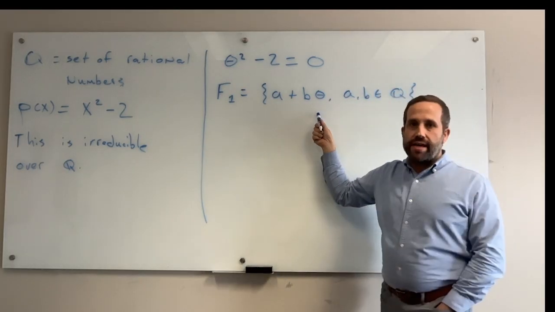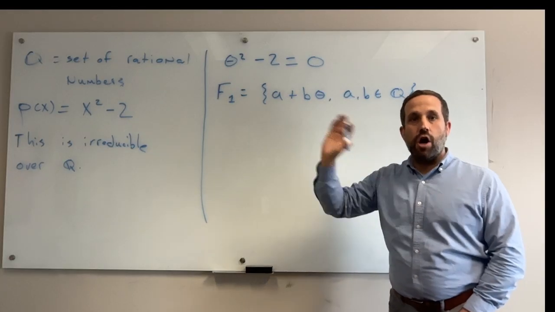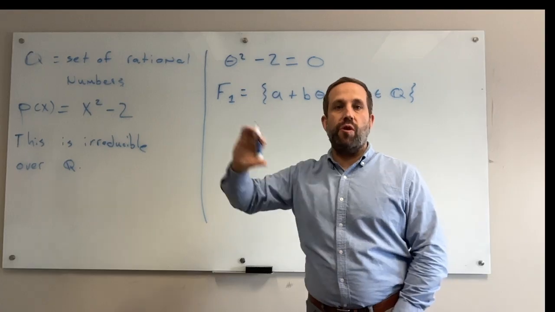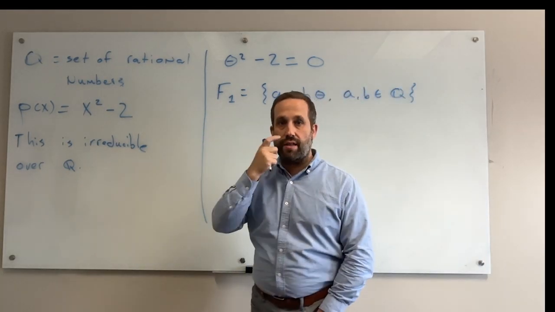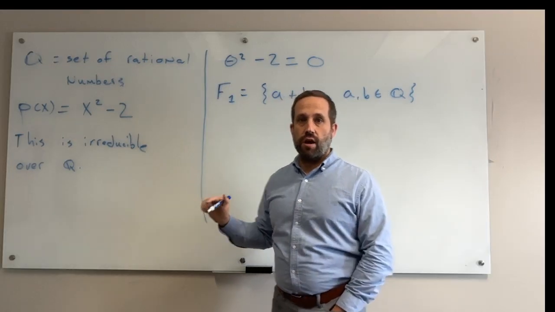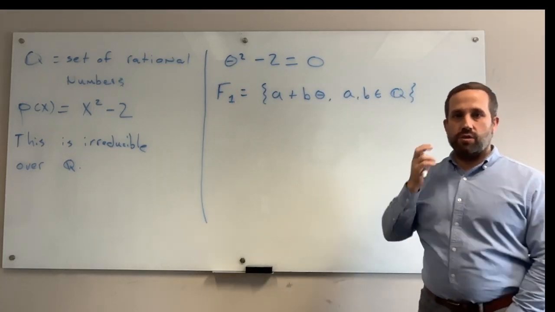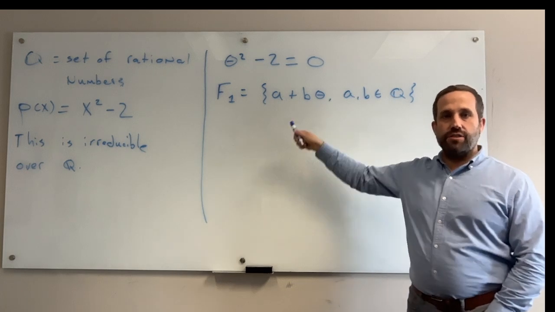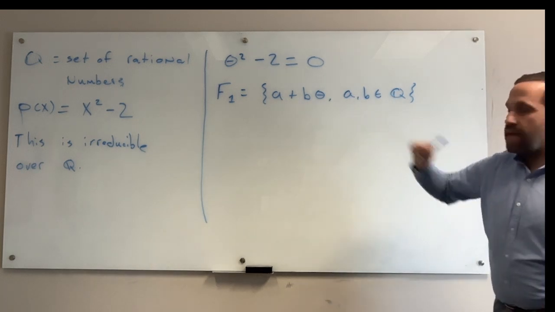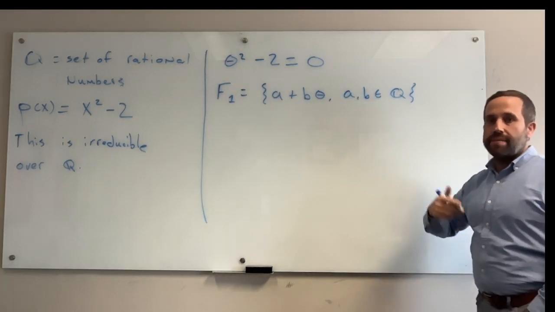Right now theta is just a symbol. We don't know what it is. I mean, we know that it's the square root of 2, and we know a lot of things about the square root of 2, but if we're thinking algebraically, starting from Q, the only thing we know about theta is that it satisfies the equation theta squared minus 2. I'm saying this new set is a field, so I have to tell you what it means to multiply elements and so on.